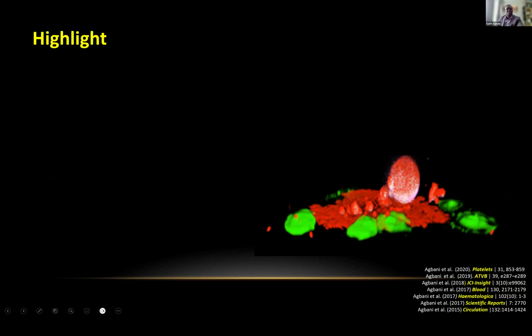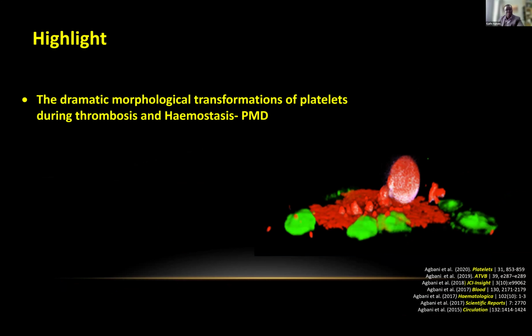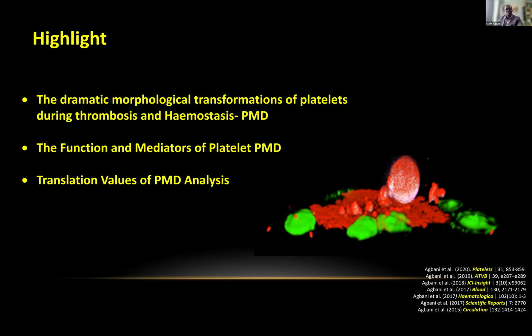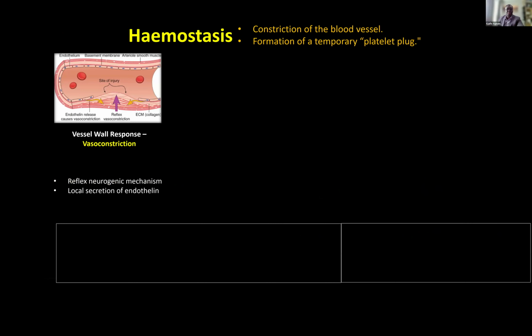During the course of this talk, I would talk about the dramatic morphological transformation that platelets go through during thrombosis and hemostasis, what we call PMD for short, procoagulant membrane dynamics. I'll talk about the functions and mediators of platelet procoagulant membrane dynamics. Then I'll provide some examples of the translational value of analyzing PMD systematically. And then I'll finish up with a mention of a new innovation that we're trying to put together that is taking advantage of the systematic analysis of procoagulant membrane dynamics in platelets.